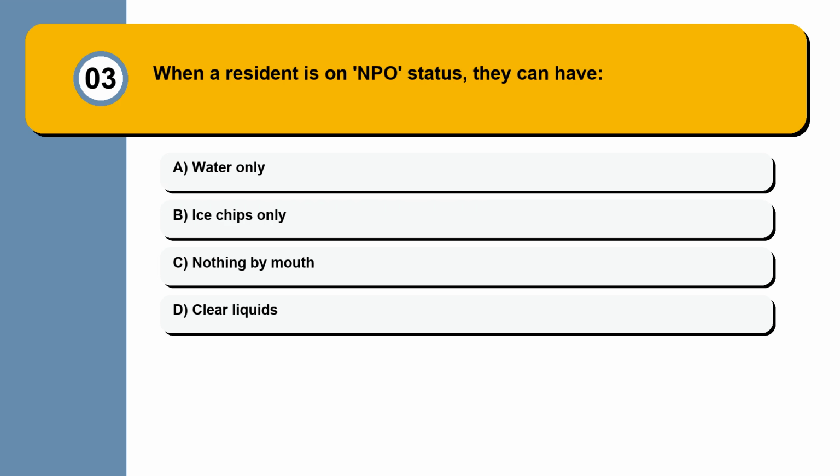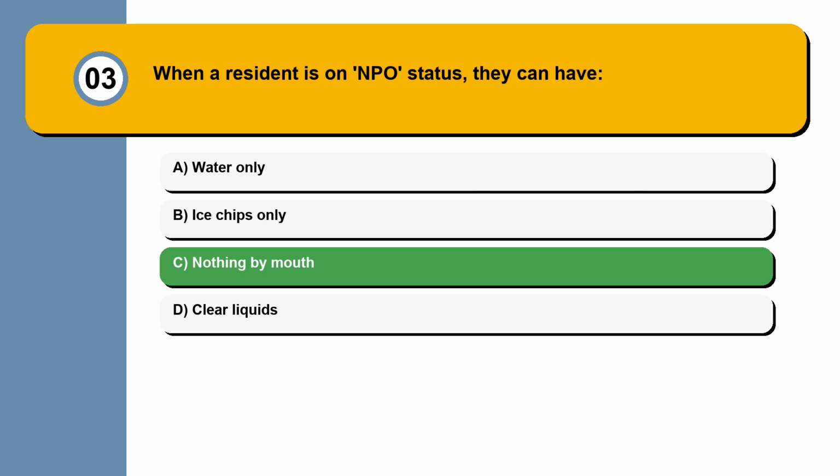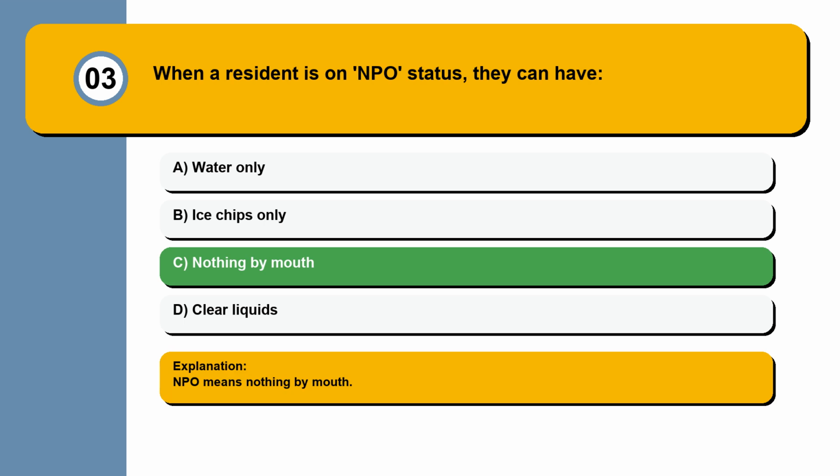Question 3. When a resident is on NPO status, they can have water only, ice chips only, nothing by mouth, clear liquids. NPO means nothing by mouth.